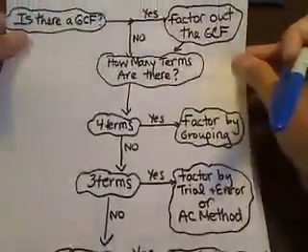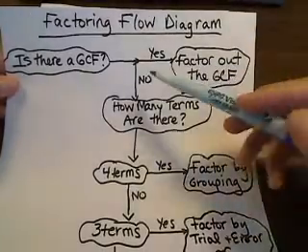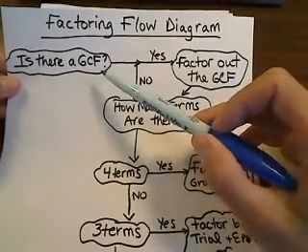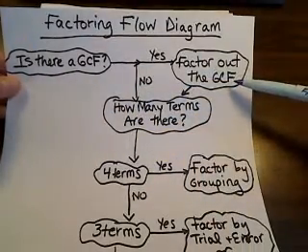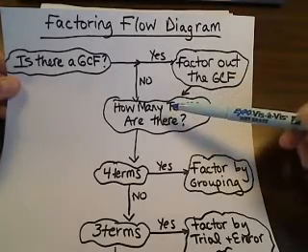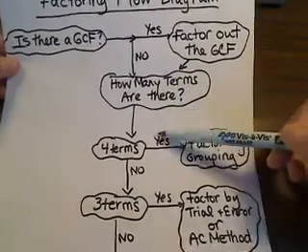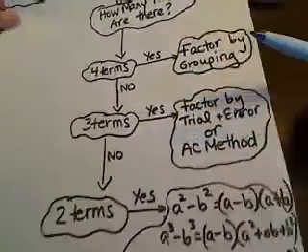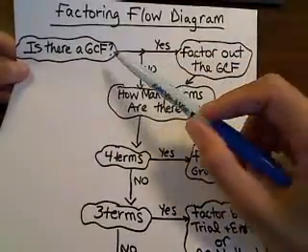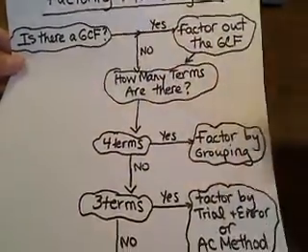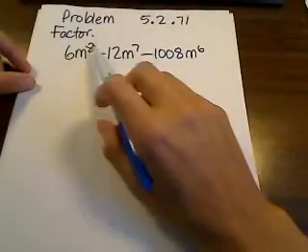And the first thing that the flow diagram says is, is there a greatest common factor? And if it's yes, then you want to factor out the greatest common factor, and then you're going to ask yourself how many terms are there. And I go through all this on the factoring flow diagram. So we're first of all going to ask ourselves, is there a greatest common factor? And yes, there is one.